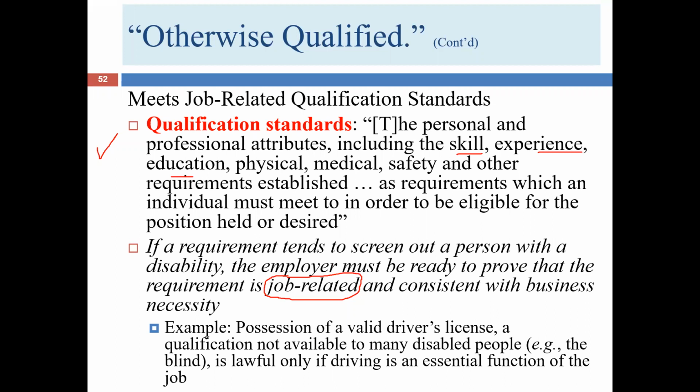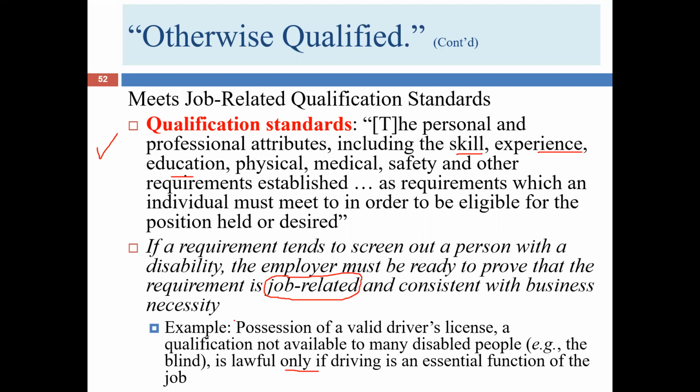Let's consider this example. Possession of a valid driver's license, a qualification not available to many disabled people, such as a blind person, is lawful only if driving is an essential function of the job. So you can't say, well, we just want you to have a driver's license as a means of identification, because we want you to be able to show that when you go to various work sites or whatever. But maybe you'll have someone drive you. Maybe you'll take an Uber. Maybe you'll take the bus system. It's not necessarily that you drive yourself from one location to another.